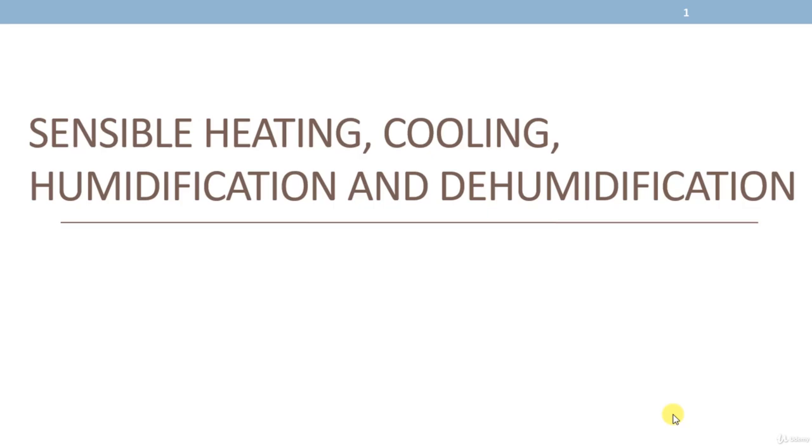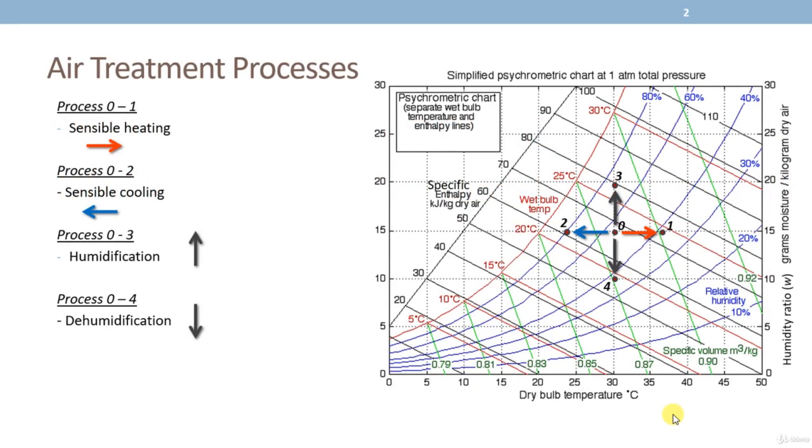In this video, I'm going to talk about some of the air treatment processes. These are some of the processes that you can do to the air of a certain condition. First one, let's say after you have plotted a point on the psychrometric chart, that is an air with a certain condition, which is in this case 30 degrees Celsius dry bulb and maybe around 23 degrees Celsius wet bulb.